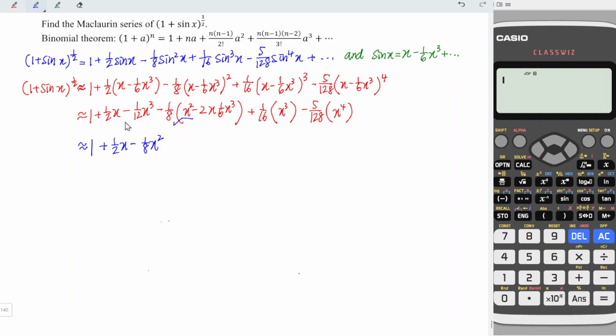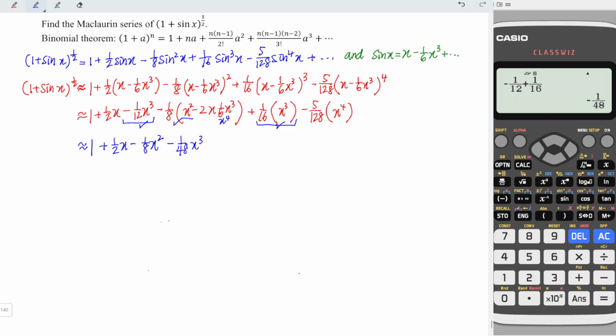For cube, we have 1 and 2. This is x times x cubed, which means that we have x to the power 4 for this case. So we should be careful. From here, we have negative 1 over 12, and we should add 1 over 16, and the result is negative 1 over 48. And this is for the term x to the power 3. This one done, and this one done.